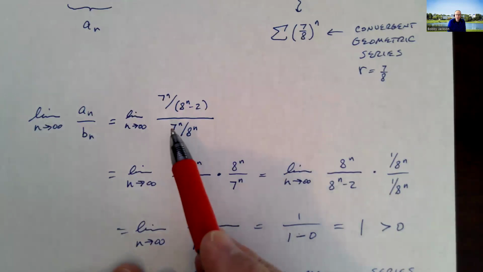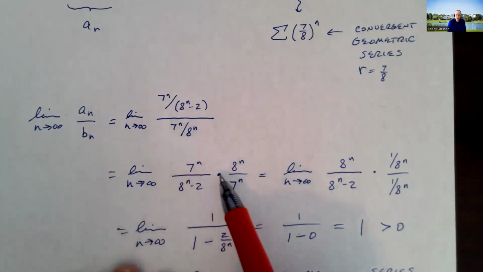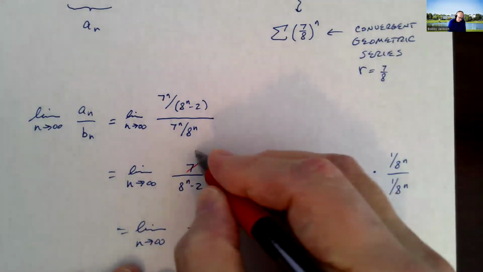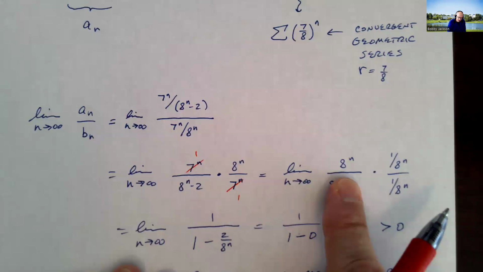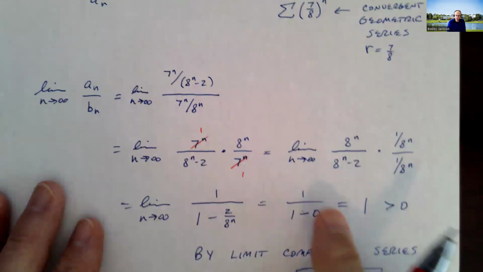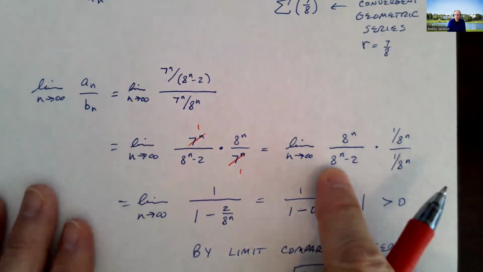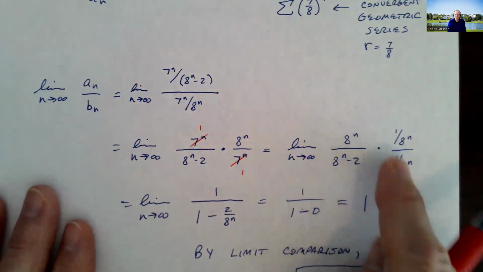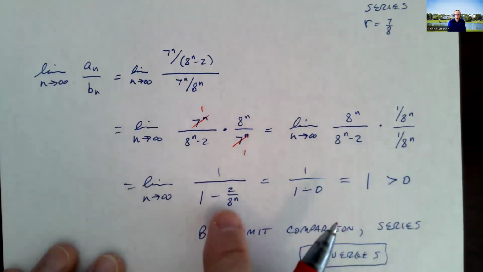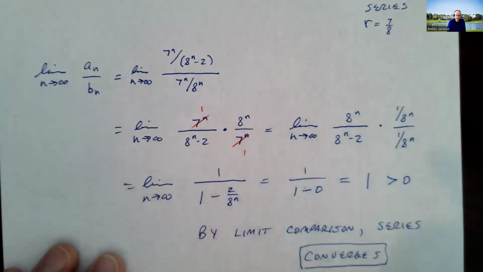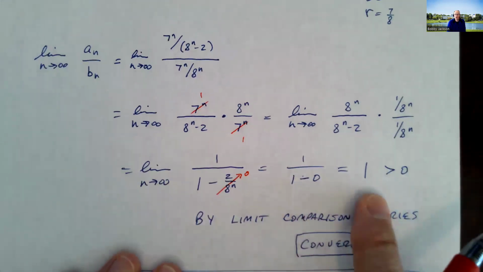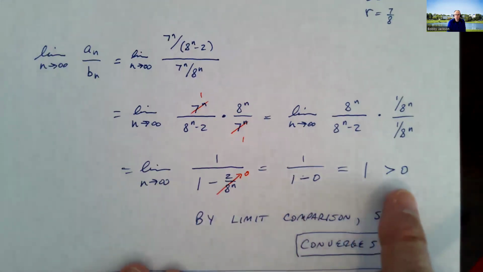Dividing by 7 to the n over 8 to the n is the same as multiplying by the reciprocal. Notice these 7 to the n's will cancel, and I'll have 8 to the n over 8 to the n minus 2. Now this limit, some of you know already what it's going to be, but if I divide by 8 to the n in the numerator and the denominator, I just get 1. 8 to the n divided by 8 to the n is 1, and 2 divided by 8 to the n is 2 divided by 8 to the n. But as n goes to infinity, clearly this fraction is going to 0, and so we get 1 as this limit. Now this limit is greater than 0.